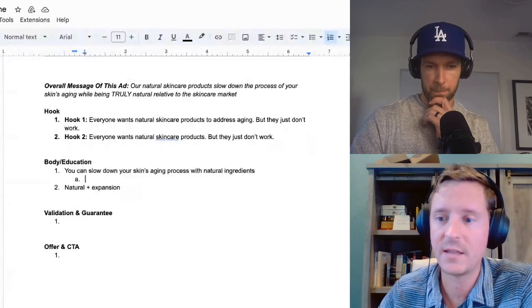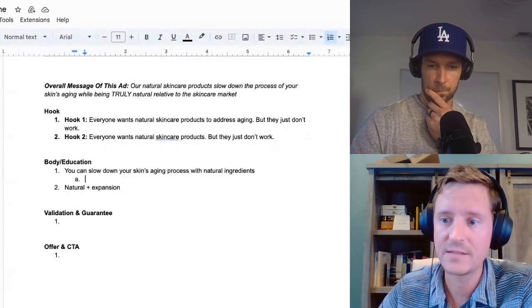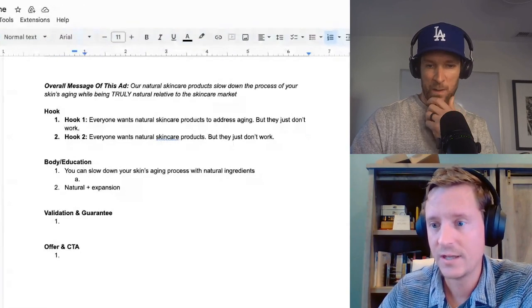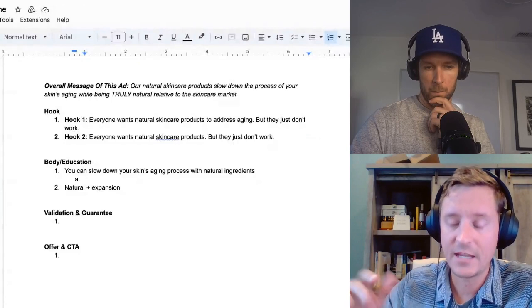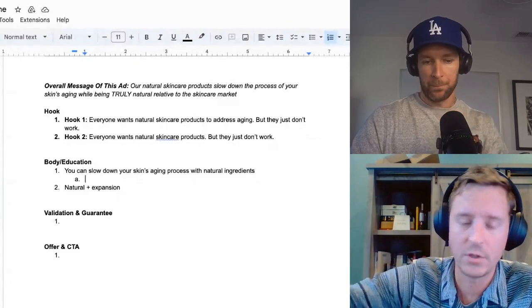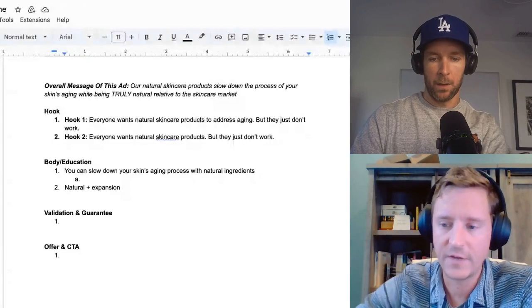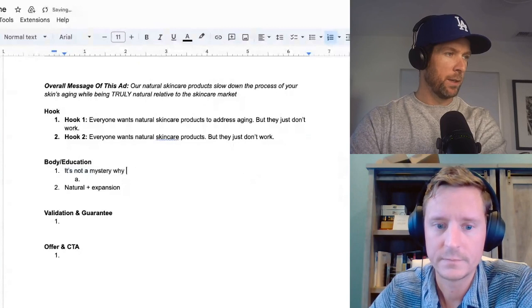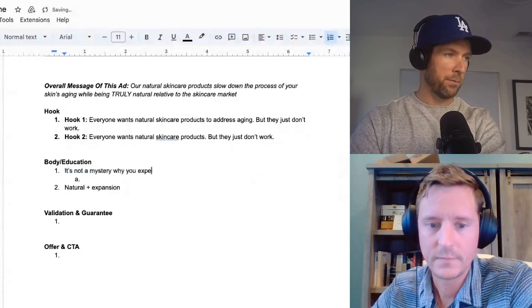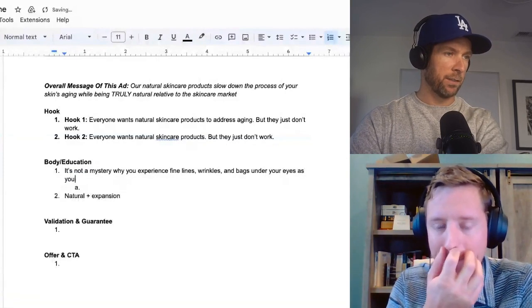But you can say that the aging process is that your epidermis, or your skin layer, thins. You produce less collagen. It dehydrates and dries out faster. All those things are true, and that is ultimately the process that results in wrinkles, sagging skin, lack of elasticity, fine lines, etc. It's not a mystery why you experience fine lines, wrinkles, and bags under your eyes as your skin ages.